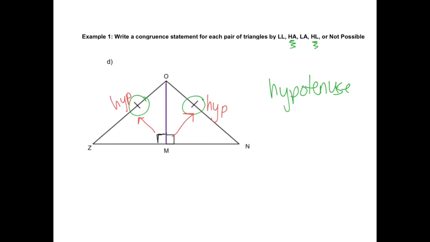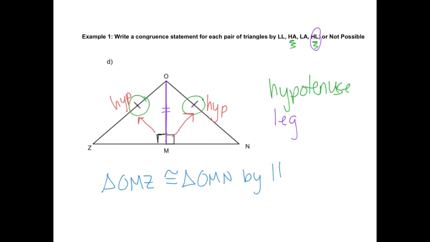That side OM is in both triangles. It is in OMZ and it is in OMN. So that is congruent to itself in each triangle. If I were to split these two triangles apart, then OM would have to be congruent to OM. So that is a leg. So we do have a hypotenuse leg relationship. So we would say triangle OMZ is congruent to triangle OMN by hypotenuse leg.